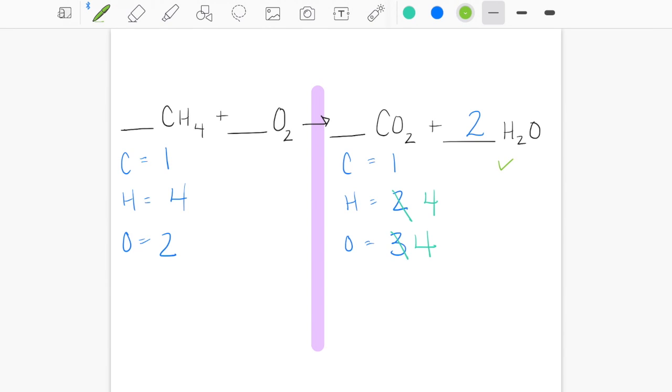So my carbons are matching, my hydrogens are matching, my oxygens are not matching yet. I have 4 on the product side, I need 4 on the reactant side, and it only has 2. So I can multiply it by the coefficient of 2 in order to get my oxygens to 4 on this side so that they are matching as well. Now I have 1 carbon on both sides, 4 hydrogens on both sides, and 4 oxygens on both sides.